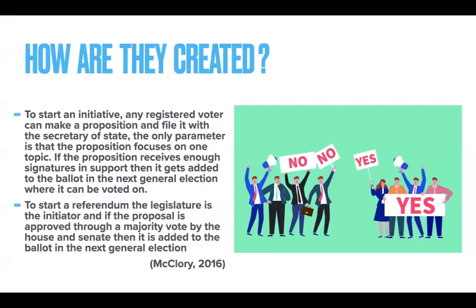Next, we are going to discuss how these initiatives and referendums are created. First, to start an initiative, any registered voter in the state of Arizona can make a proposition and file it with the Secretary of State. The only parameter is that the proposition focuses on one topic. If the proposition receives enough signatures during the signature phase in support of it, then it gets added to the ballot in the next general election, where it can be voted on.